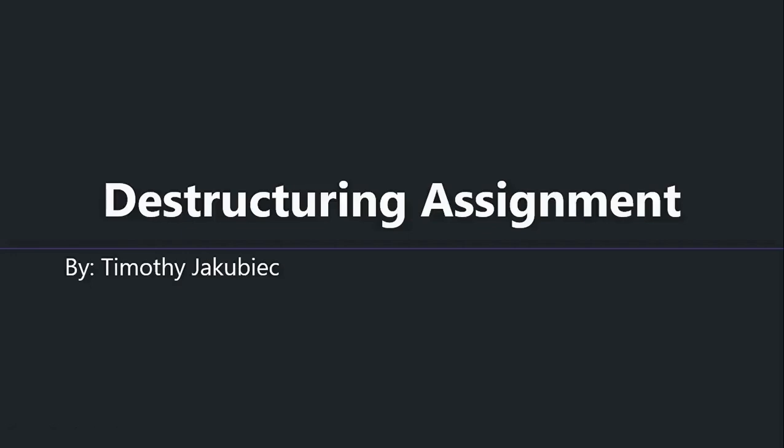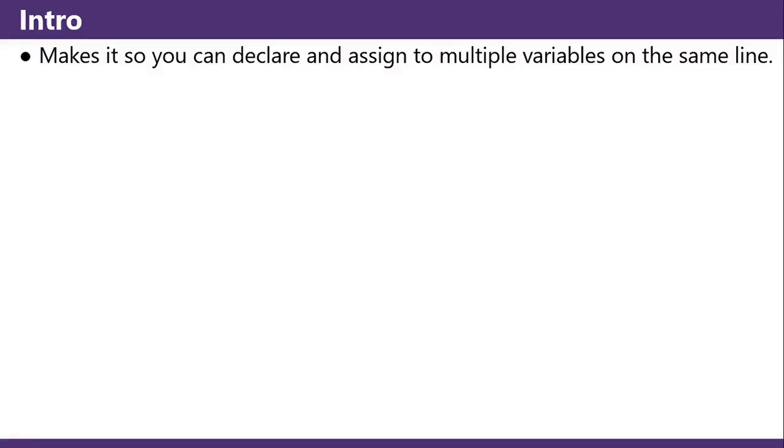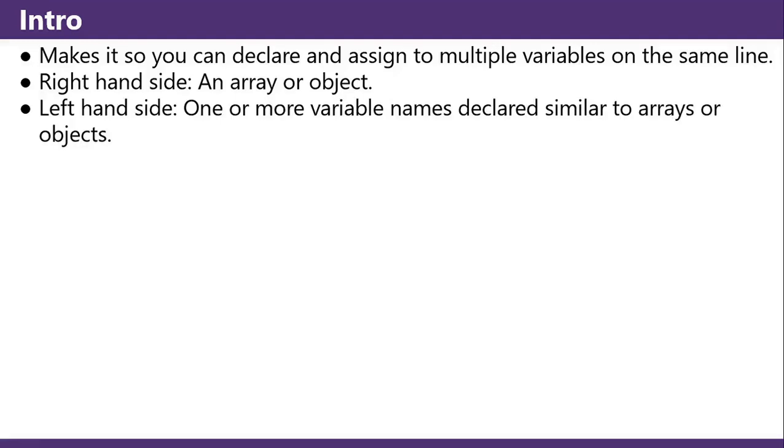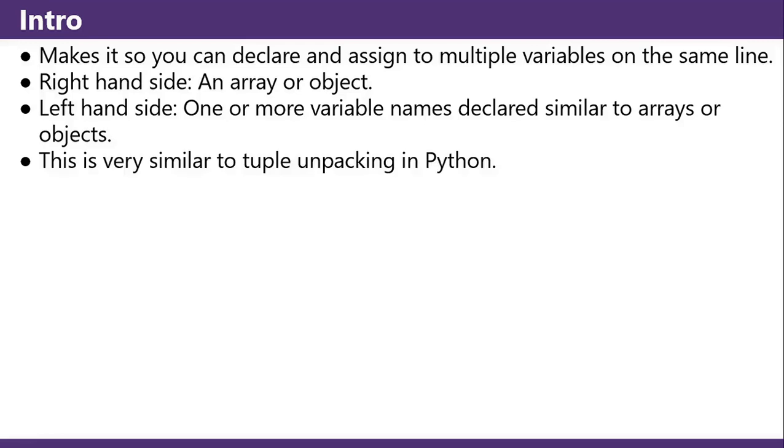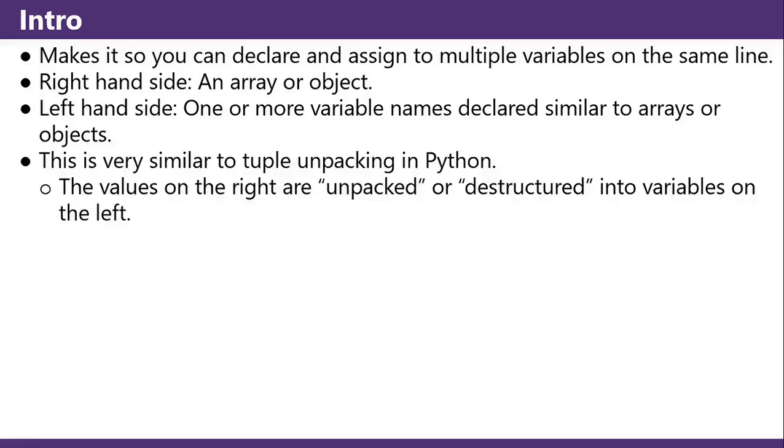Today we're going to learn about destructuring assignment in JavaScript. It makes it so you can declare and assign to multiple variables on the same line. Right hand side, an array or object. Left hand side, one or more variable names declared similar to arrays or objects. This is very similar to tuple unpacking in Python. The values on the right are unpacked or destructured into variables on the left.